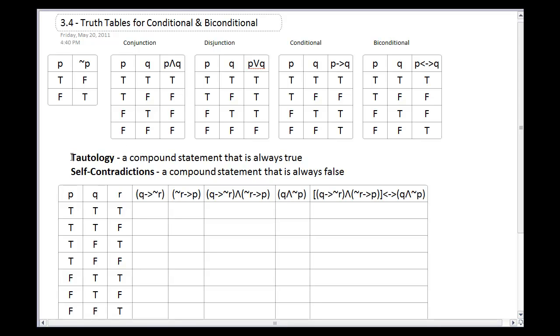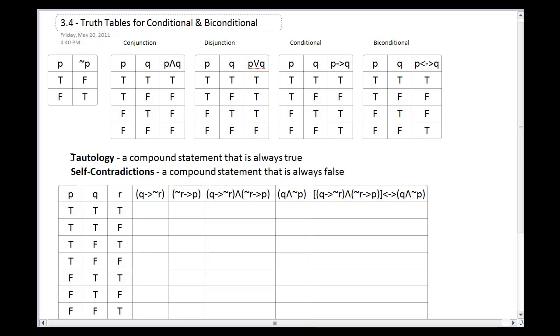One is the phrase tautology. It's a compound statement that's always true. So sometimes you might say to somebody after they've talked for a long time, what you said is a tautology. And that just means that they've said something that's always true. In general, things that are always true are fairly useless.